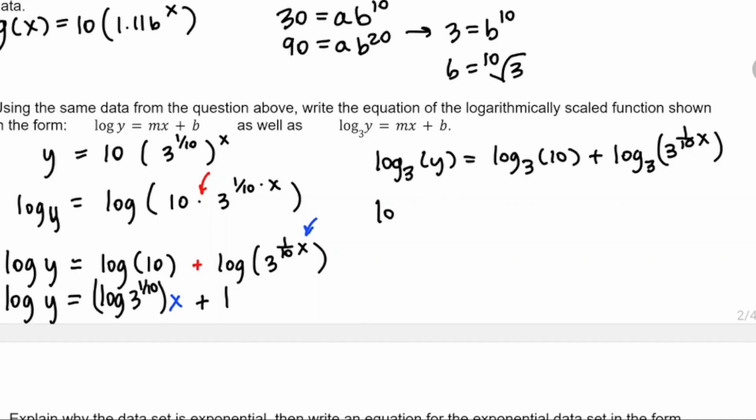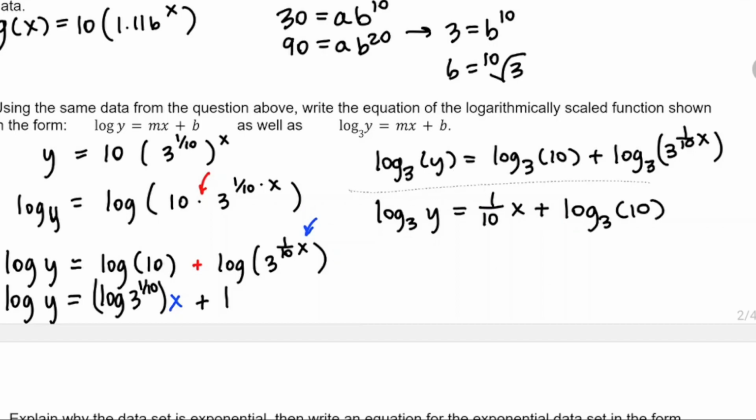And so that's log base 3 of y equals m is going to be log base 3 of 3 to the 1/10. Well, that happens to be 1/10, right? What exponent do I put on 3 to get 3 to the 1/10? I put the 1/10 exponent on it. Times x, and I might give a little more detail on that in a second, plus log base 3 of 10. Yeah, I wrote that backwards, but log base 3 of 10.